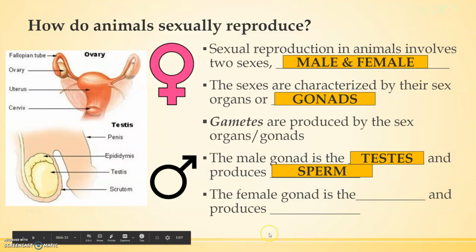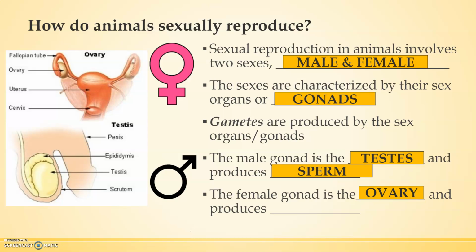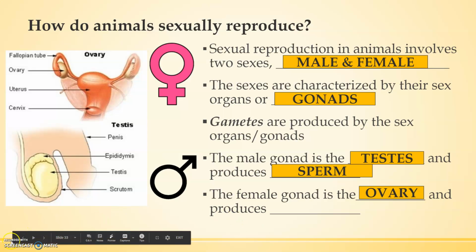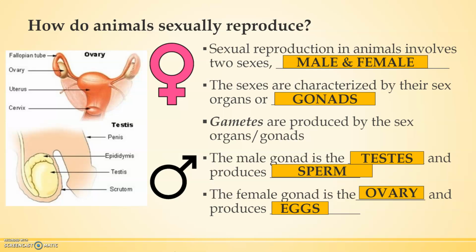How do animals reproduce sexually? Well, sexual reproduction in animals involves 2 sexes, a male and a female. The sexes are characterized by their sex organs or gonads. Gametes are produced by the sex organs or the gonad. The male gonad or sex organ is the testes, and it produces sperm cells. The female gonad is the ovary, and it produces egg cells.